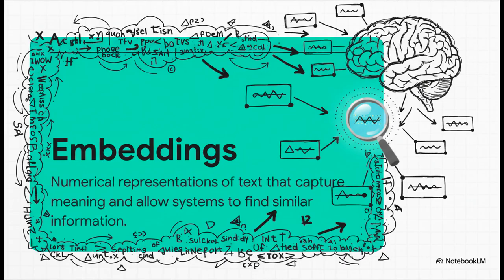So when you ask a question, the system looks for documents whose meaning coordinates are closest to your question's coordinates. This is huge because it means it can find things that are conceptually related, even if they don't share the exact same keywords. It's searching for meaning, not just matching words.